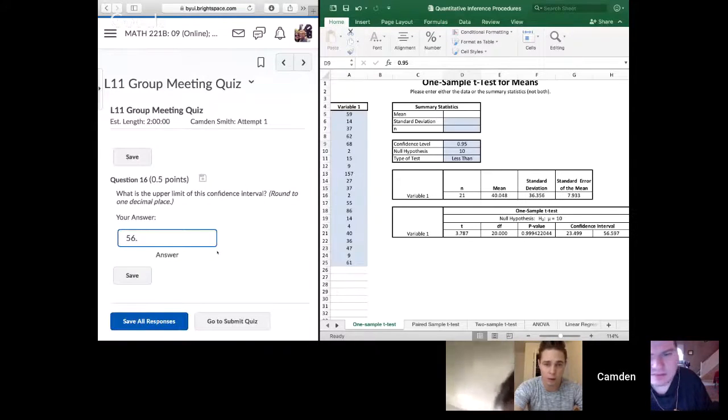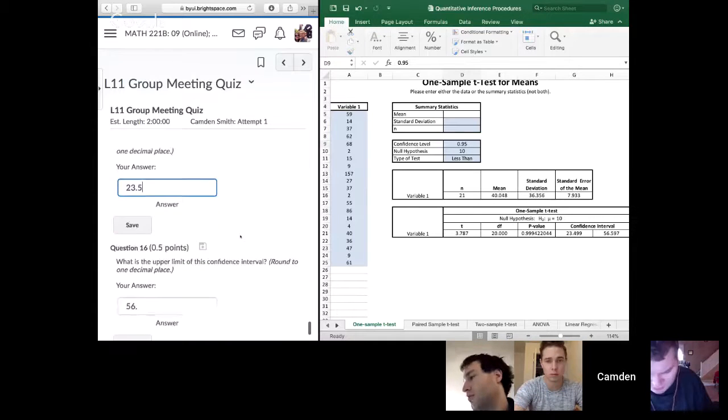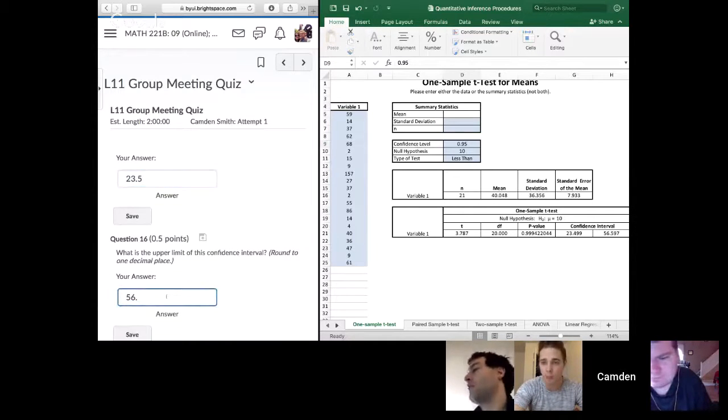Oh wait, we're rounding to 1 decimal place. That's right, because it's confidence intervals. So the lower bound is 23.5, and the upper is 56.6.